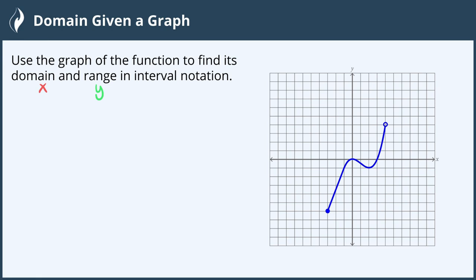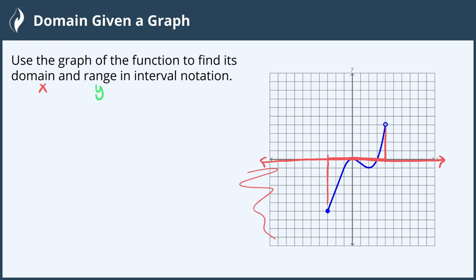So for the x values, I'm going to look at the x-axis here and see where the graph passes around that. It looks like right here's the first time that the graph passes through the domain. There's nothing over here, so I don't need to include that. And it continues on clear until I get to here. And that's when the graph finishes any sort of interaction with the domain.